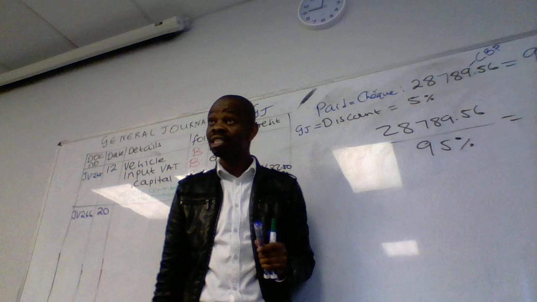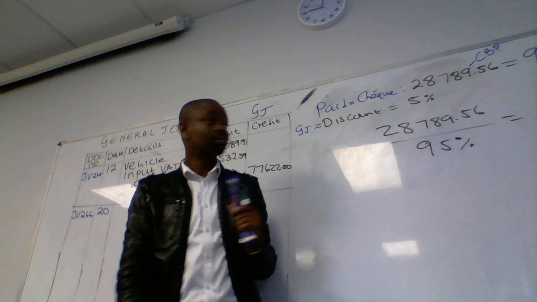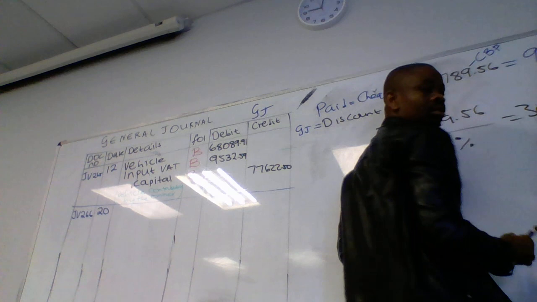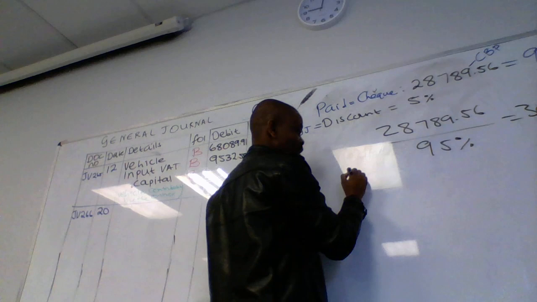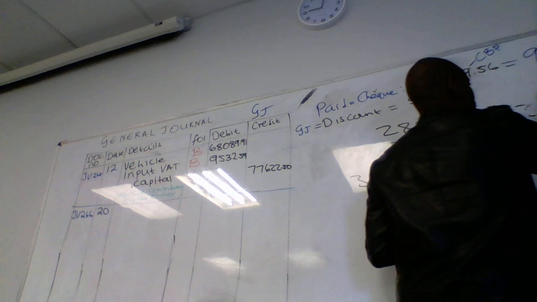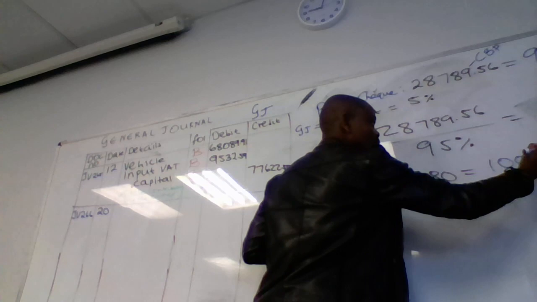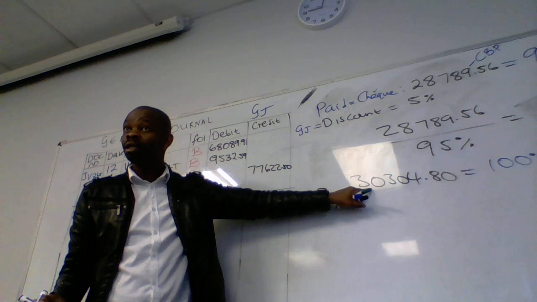Does that make sense? Please use your calculator to find the answer for me. So the answer is 30,304.80. This is the original amount. Meaning the account that I was supposed to pay was how much? They only said I must pay that amount. So what is the discount?